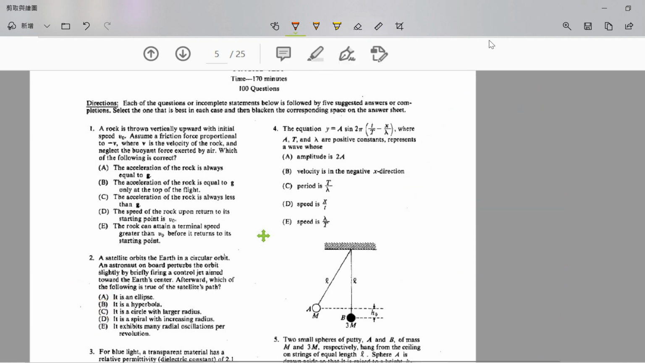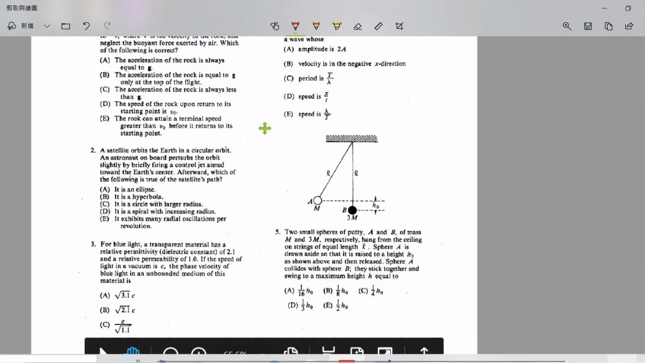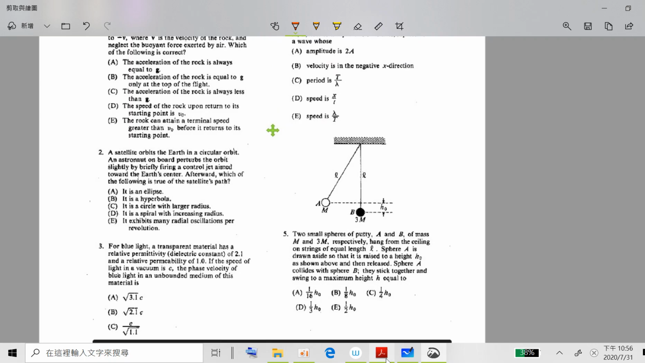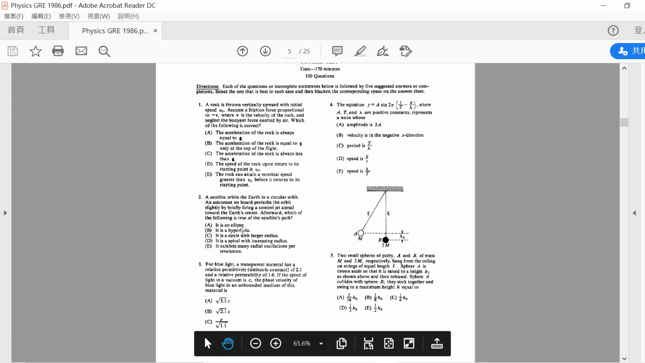So sometimes in the GRE you need to somehow guess the answer. Okay, problem 3. Sorry, I didn't catch the full question.